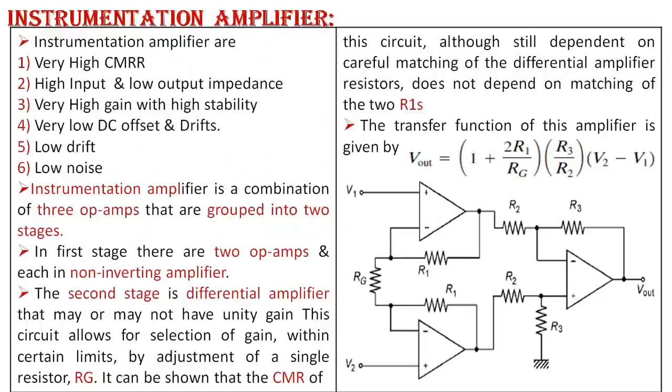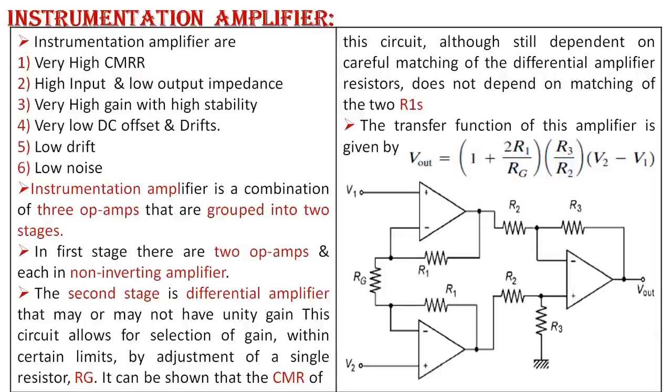Next one is the instrumentation amplifier. It has very high CMRR, common mode rejection ratio, high input and low output impedance, very high gain with high stability, very low DC offset and drift, and low noise. The instrumentation amplifier is a combination of three op-amps in two stages. The first stage is op-amps in non-inverting amplifier configuration. The second stage is a differential amplifier that may or may not have unity gain. This circuit allows selection of gain within certain limits by adjusting a single resistor RG.